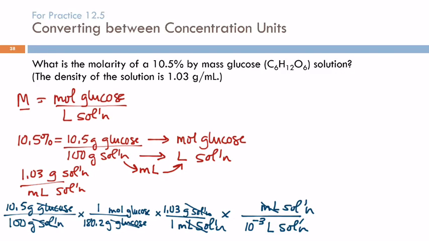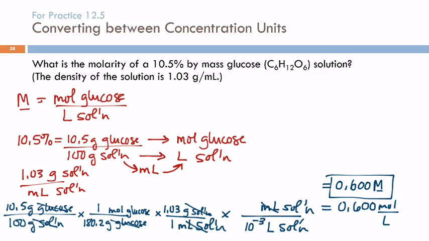So now just take care of the numbers. So I have 10.5 divided by 100, divided by 180.2, times 1.03, divided by 1 times 10 to the minus third. So this comes out to be 0.600. I should have 3 sig figs, 0.600 moles per liter, which is 0.600 capital M. Any questions?